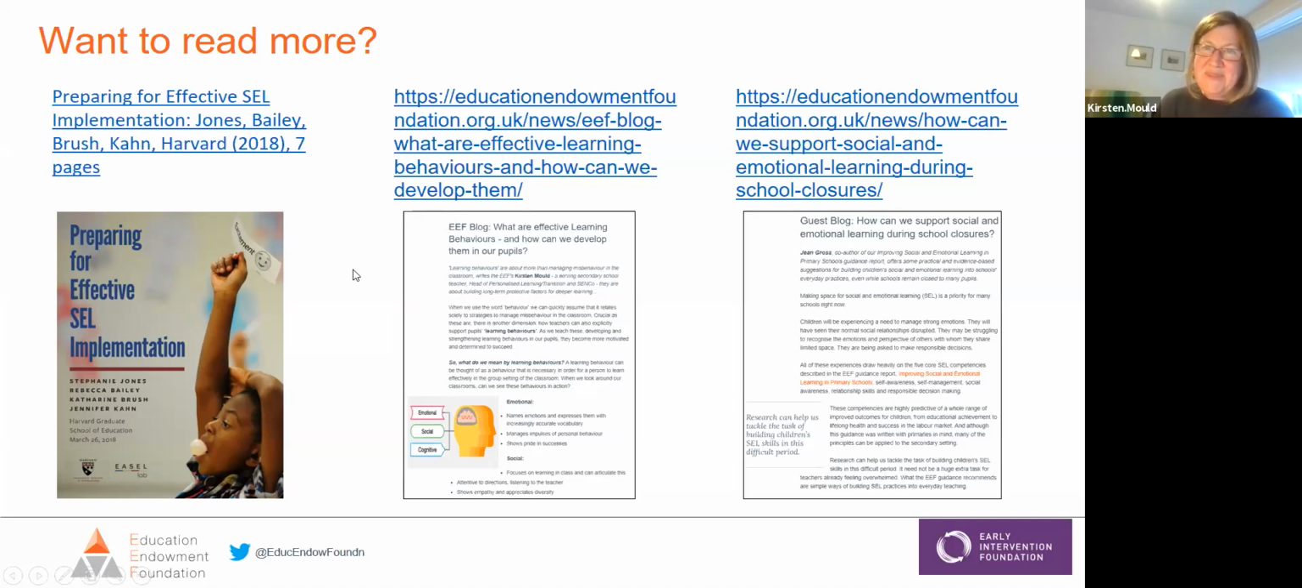But also something from Jean Gross, who was a co-author of the SEL Guidance Report. And she wrote for us around school closures and partial school closures, and looking at ways that schools can adopt simple little practices just to keep those SEL threads intact. So that's a nice read, because even, you know, without closures, there's some nice little takeaways there.